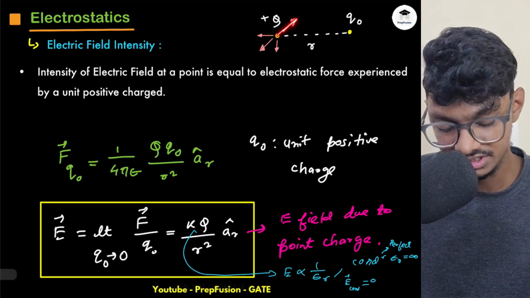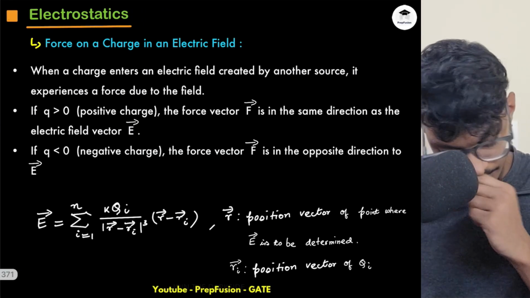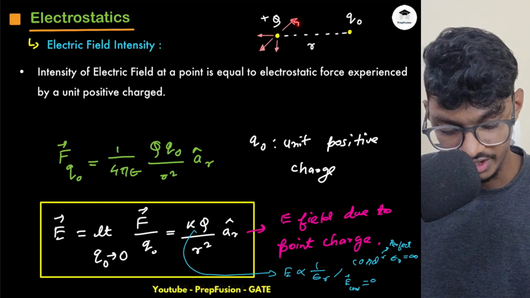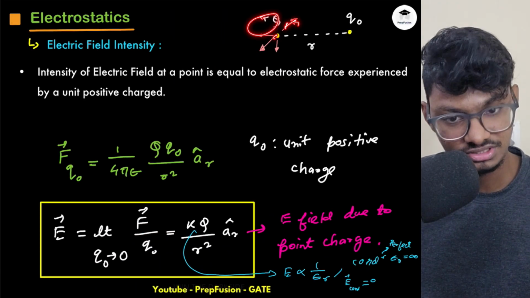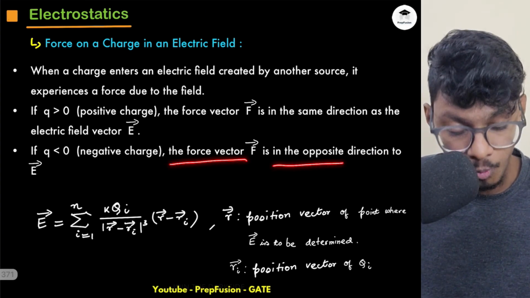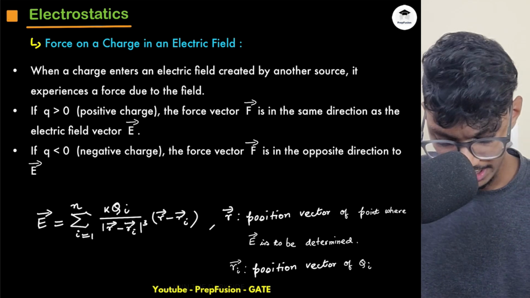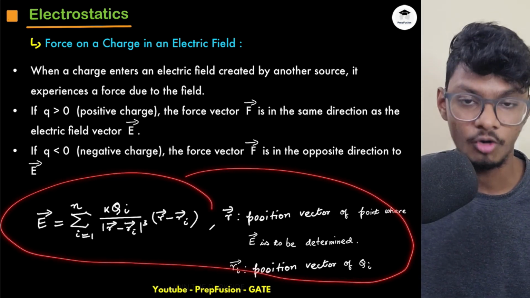Electric field is in this direction. If I place a plus q charge over here, it will experience force in the same direction. But if I have a negative charge, it will be attractive, so the force vector is in the opposite direction to the electric field. You just have to take care of this, and this is the superposition format of electric field intensity.